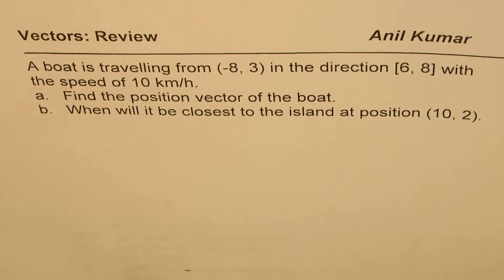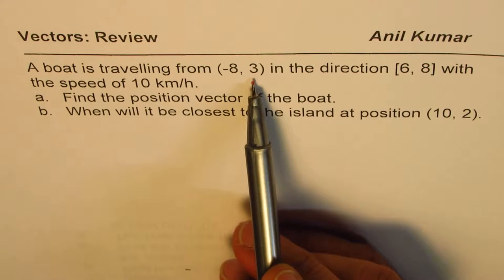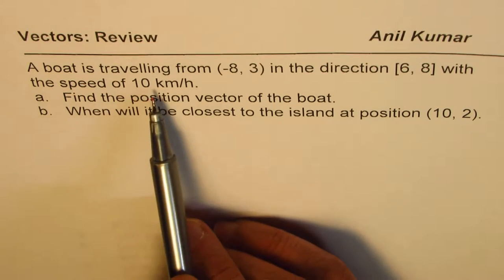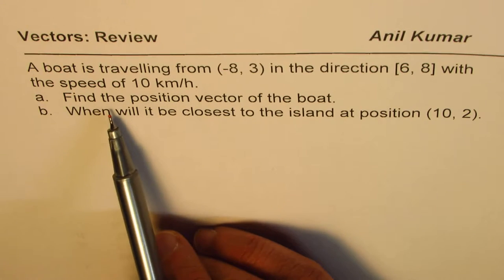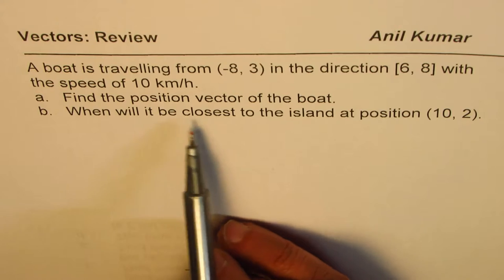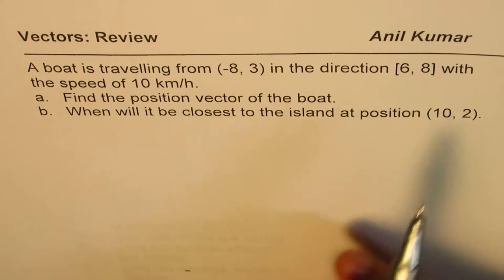The question here is, a boat is traveling from (-8, 3) in the direction (6, 8) with the speed of 10 kilometers per hour. Find the position vector of the boat. When will it be closest to the island at position (10, 2)?